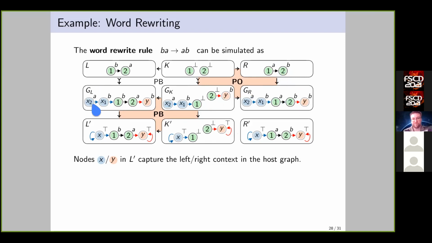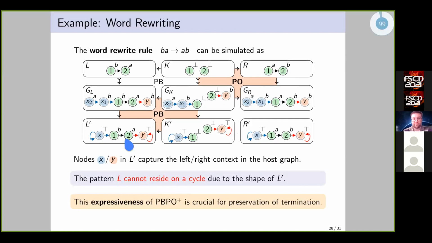So we indeed have a rewrite step from this graph to this graph. So we can think of this as rewriting ABBAB to ABABB. And the crucial point is that this is really a termination preserving simulation of the string rewrite rule, because this L prime enforces that these 2 context parts that we have, the left and the right context, are not connected with each other except through the pattern. So the pattern cannot lay on a circle.